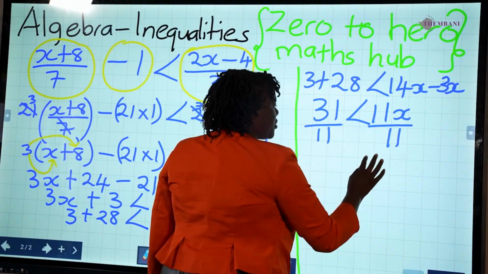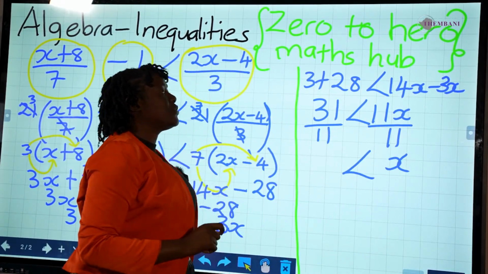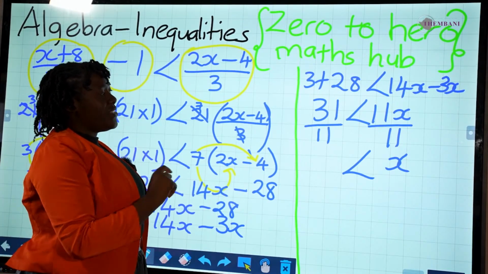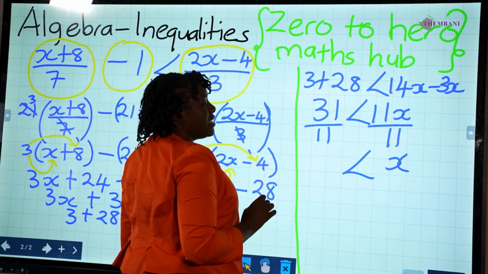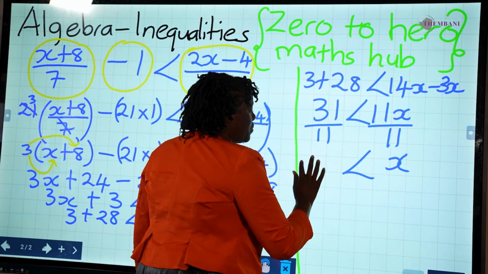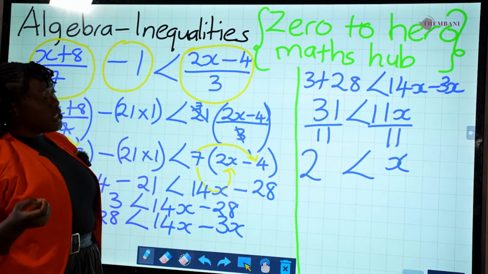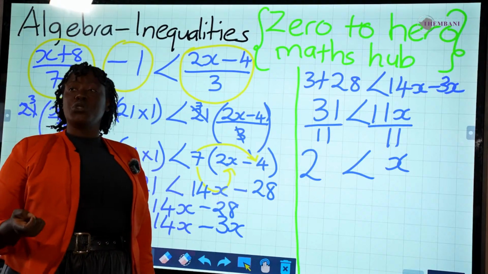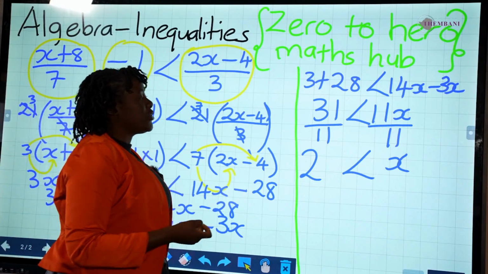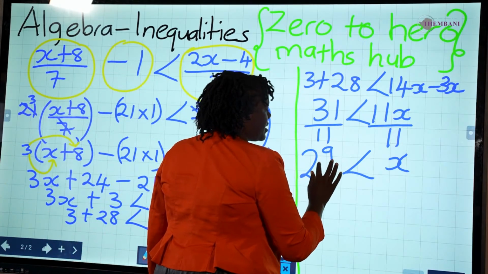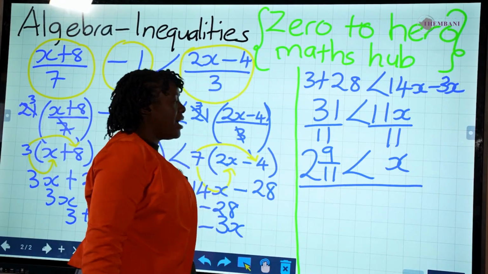And we are going to get on this side, 11 into 11 will give us 1. And 1 multiplied by x will give us an x. Then on this side, 11 into 31 is going to be 2. By 2, I'm saying we get 22. Then 31 minus 22, you are going to get your 9. So this becomes 9 over 11. This will be our answer.